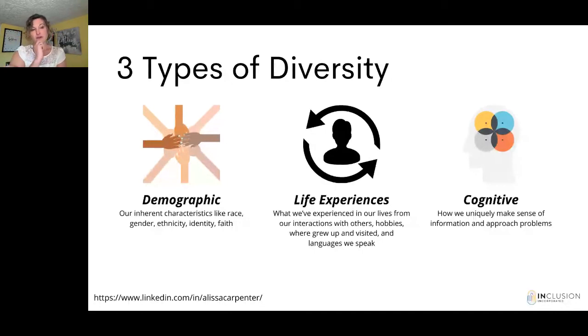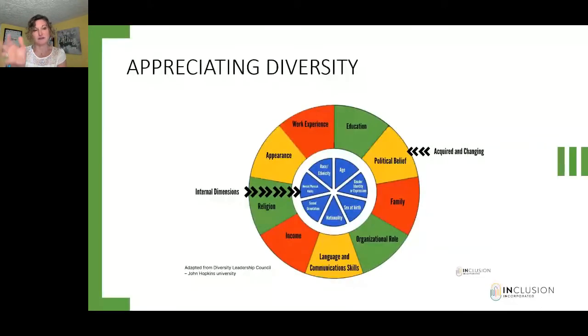And we can go further into that to look at internal dimensions of those aspects of diversity and acquired and changing dimensions. Some of the internal ones are things like your age, your sex at birth, your gender identity, your mental and physical abilities, your race and ethnicity. And some of the acquired and changing ones are things like education, your political beliefs, your language and communication skills, your role, your income levels, your appearance.